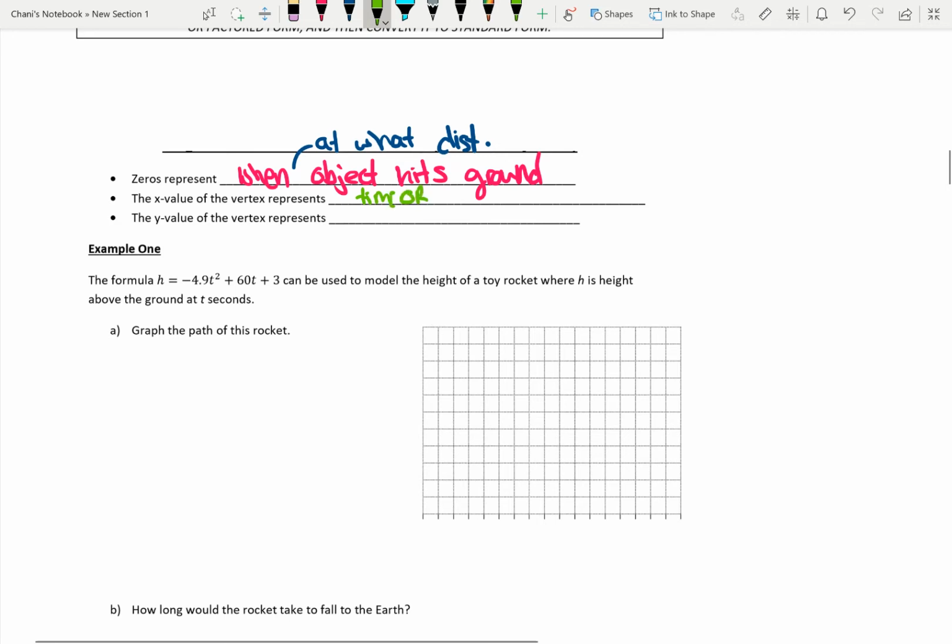or distance when the object reaches its max or min height, usually max. And the y value of the vertex represents the max or the min height.